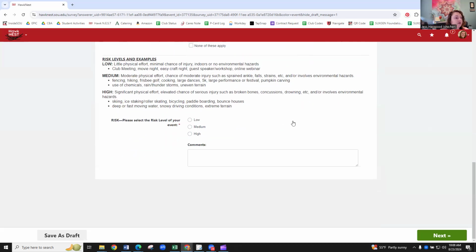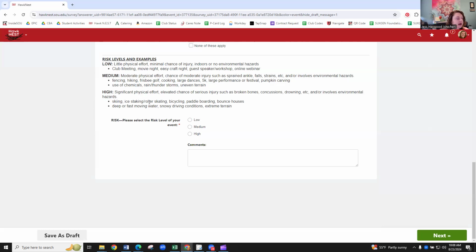The next question you see is risk level. So you will have to do a couple extra things if it's medium or high risk. The examples are here. A low risk event is minimal chance of injury, for example, a club meeting. A medium risk event is that there's moderate physical effort or moderate injuries such as twisting an ankle. So more active activities, outdoor activities, etc. High is a significant physical effort or elevated chance of serious injury such as broken bones, concussions, etc.